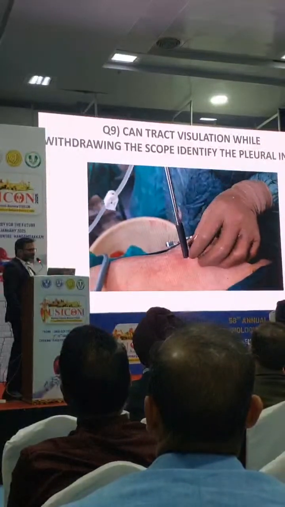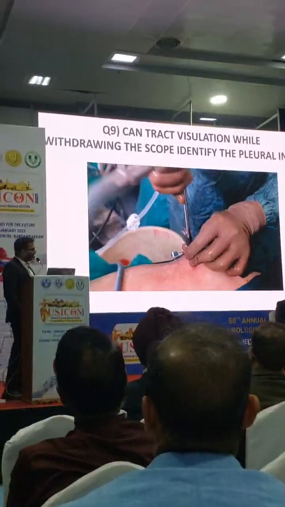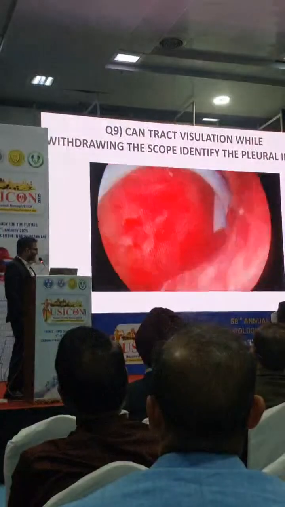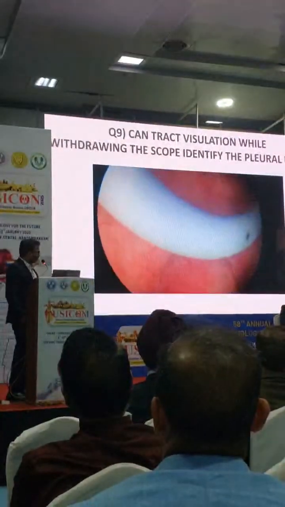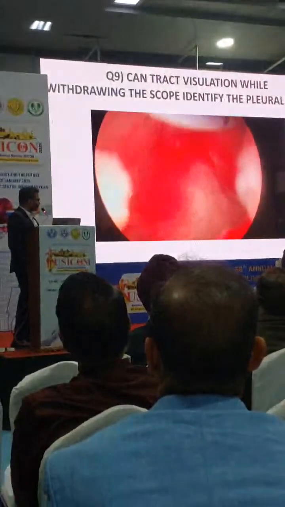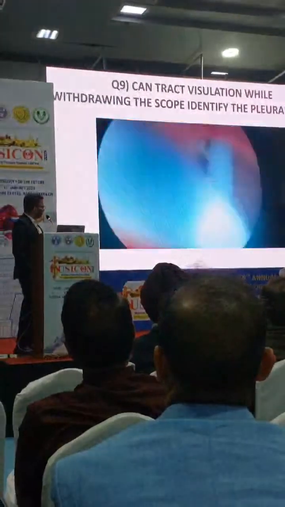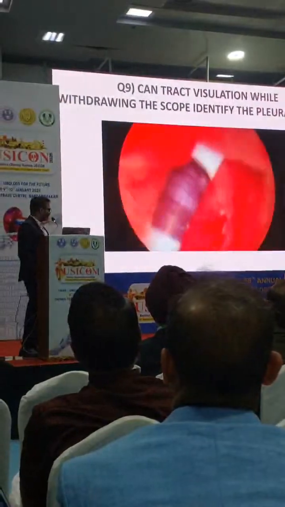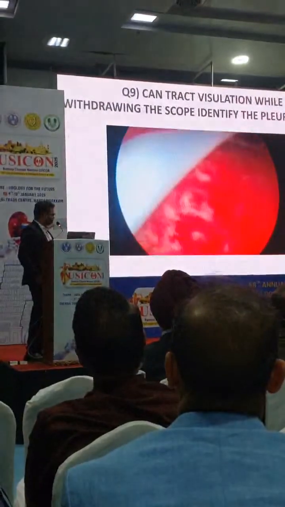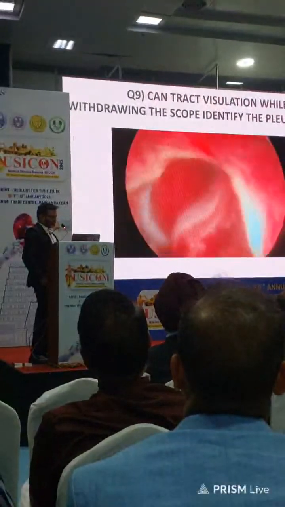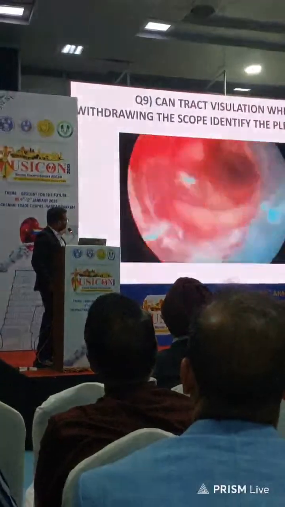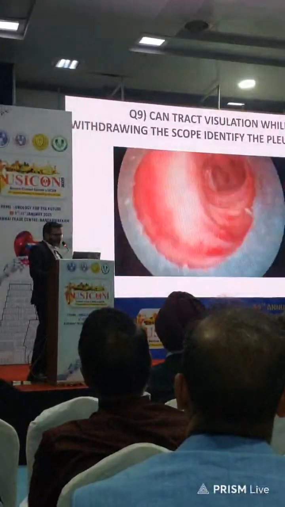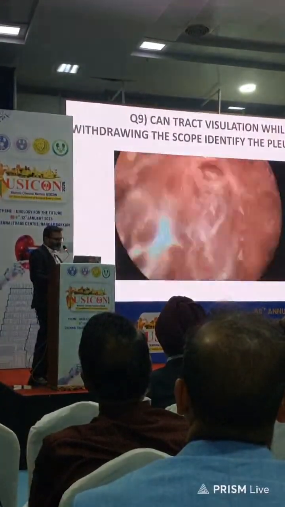So can tract visualization while withdrawing the scope identify the pleural injury, and will it matter? Yes, definitely we have to see that. If you are suspecting, you should visualize the tract, and if it's there, you can anticipate the complication of pleural injury, and I usually put the nephrostomy tube in that. So this is the tract visualization. Here you can see easily whether there is a pleural injury or not.